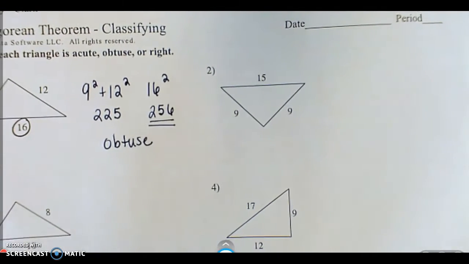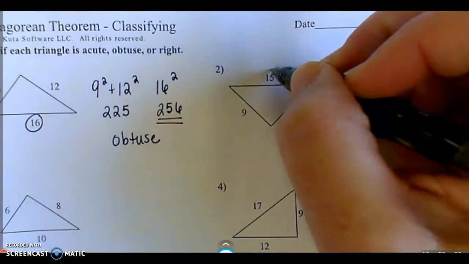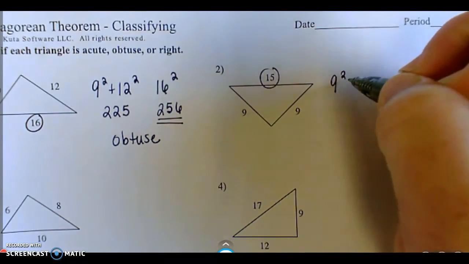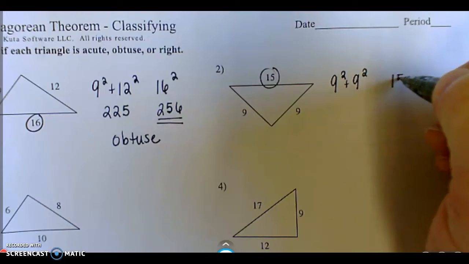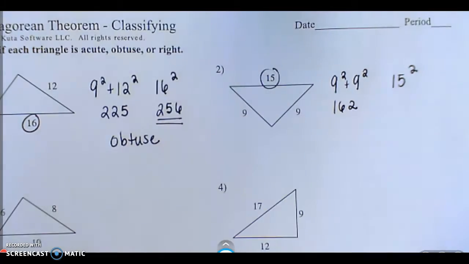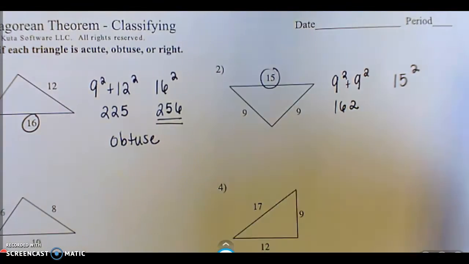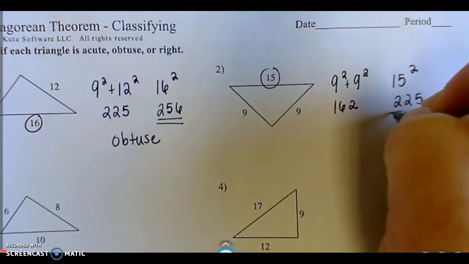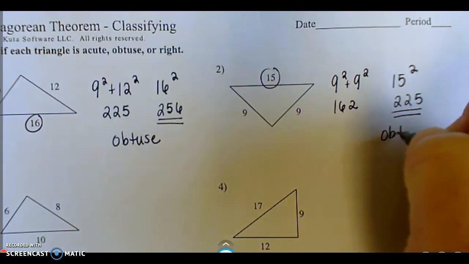Okay, let's look at this one. So here's the bigger side. So I'm going to do 9 squared plus 9 squared, and then 15 squared. So 9 squared plus 9 squared is 162. 15 squared is 225. This is bigger, so again, obtuse.